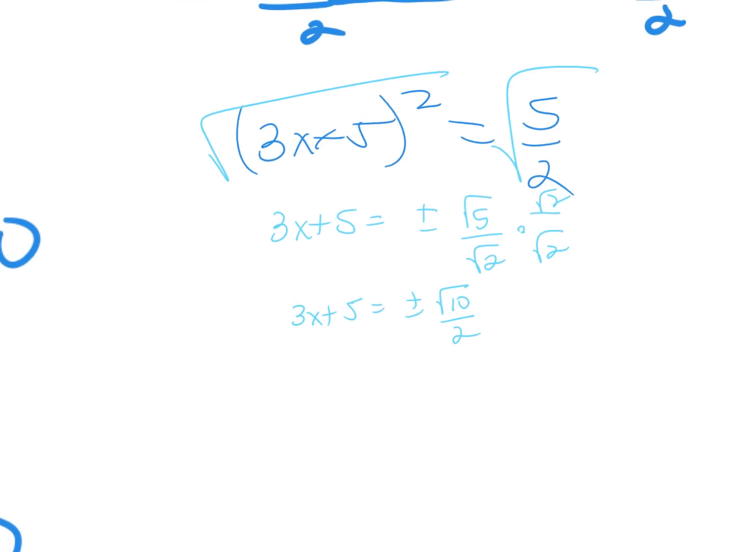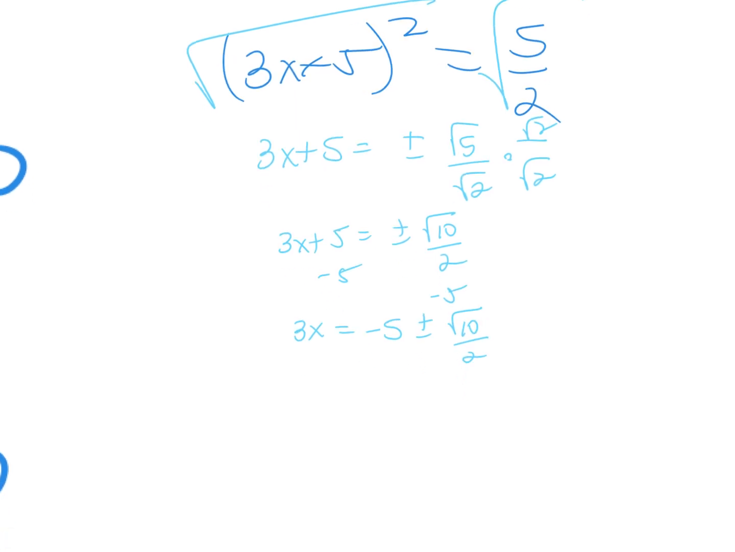So now my next step is I want to get x by itself. I'm going to subtract 5 from both sides. So I have 3x equals, I like to write the number first and then the plus or minus at the end, negative 5 plus or minus square root of 10 over 2. And then the last thing we're going to do is divide by 3. So I'm going to divide this whole thing by 3 over 1.